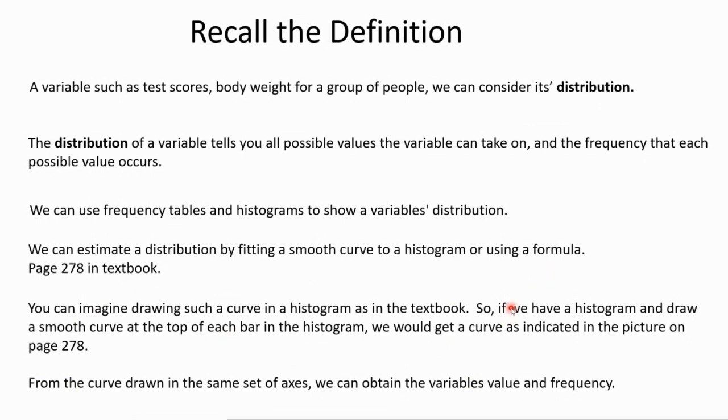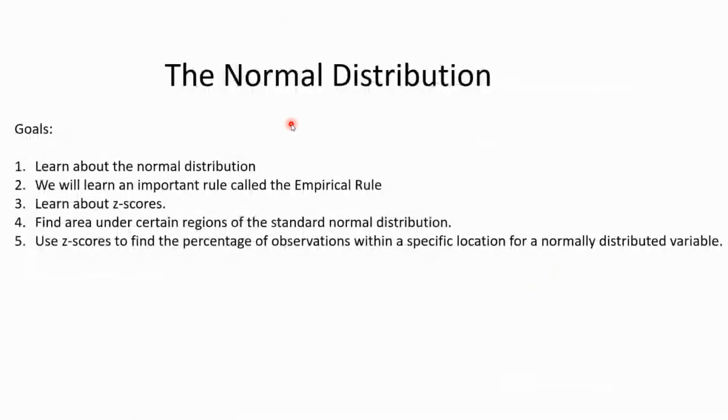Now, there is a distribution that many variables fit, so to say. Variables like body weight and IQ scores tend to fit a certain distribution called the normal distribution. It's one of the most important distributions. We're going to see what that is in this chapter. We're also going to learn about something called the empirical rule. That has to do with where the data lies in the normal distribution. Most of it lies near the mean.